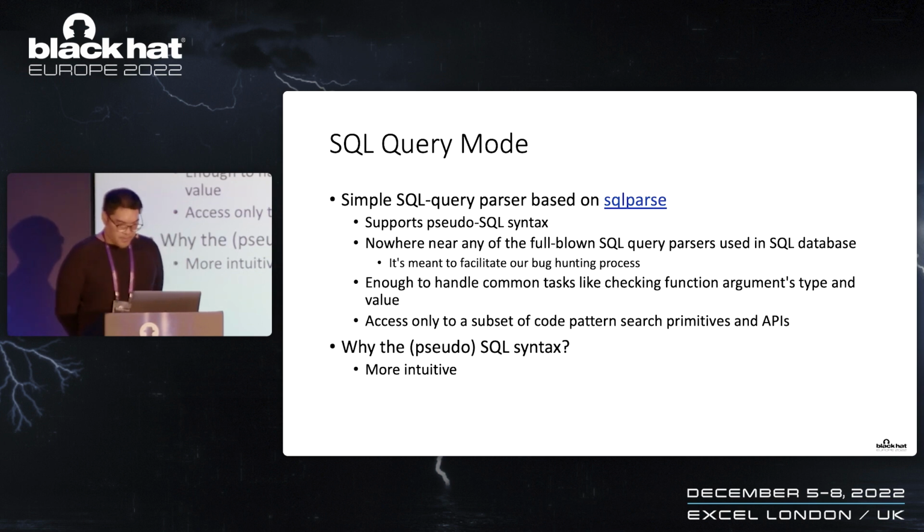The query parser is based on SQL Parse, a Python package for parsing SQL queries. Since we have our own syntax implementation, it's nowhere near any of the real SQL query parsers used in real databases. While this mode only has access to a subset of capabilities that we provide in Leviathan, it's still enough to handle common tasks like conditional checks on functions' arguments, as well as flow analysis within the function. As shown in our design and architecture diagram slide, every dispatched SQL query command is handled by a generic handler, the IDA handler.